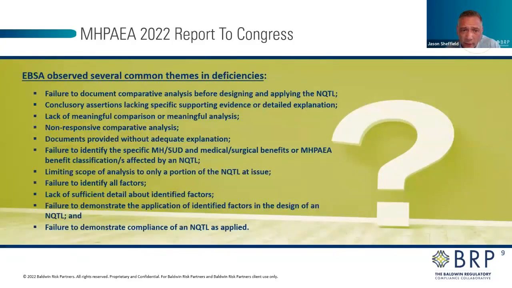So in that report to Congress, EBSA outlined some of the common themes in the deficiencies that it identified. I'm not going to go through all of these because you'll have access to the slide deck afterward, but I will hit on a few of the highlights. First one here, failure to document comparative analysis before designing and applying an NQTL. So what they're saying here is that an employer failed to document the analysis that it was conducting to actually design and apply an NQTL.